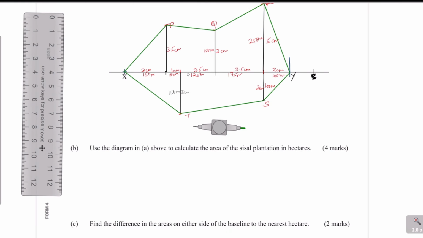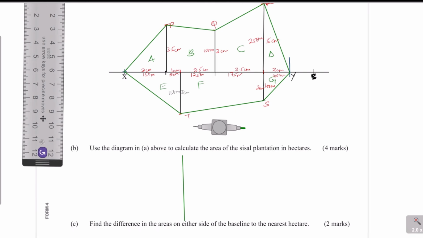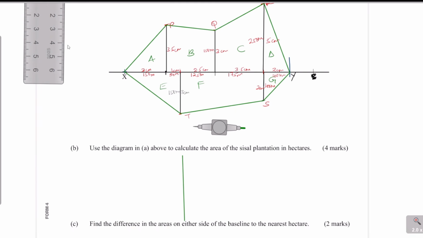We are going to calculate the area of each region. So we have this region. We call this region A. This is region B, C, D, E, F, and G. So we go to the first region A, because all these are shapes that you can get the formula for. You can see A is a triangle, for example. So how do you get the area of that triangle?